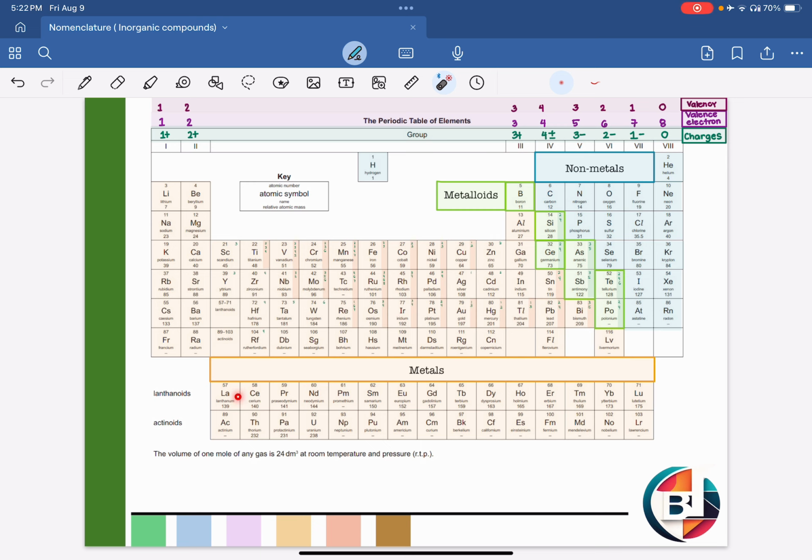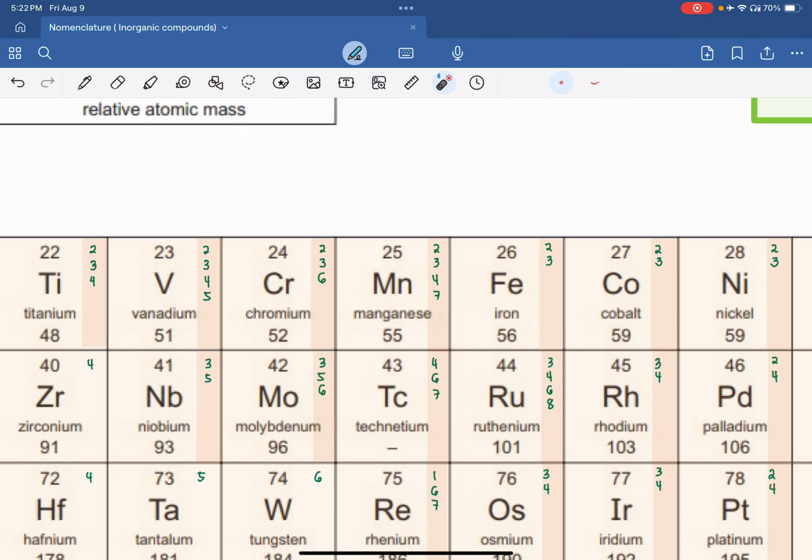However, when we move to the center of the periodic table, we encounter the transition metals. These elements are unique because they don't have fixed charges. Instead, they can exhibit multiple positive charges depending on the specific element and its chemical environment, such as chromium having 2 plus, 3 plus, and 6 plus, iron having 2 plus and 3 plus.